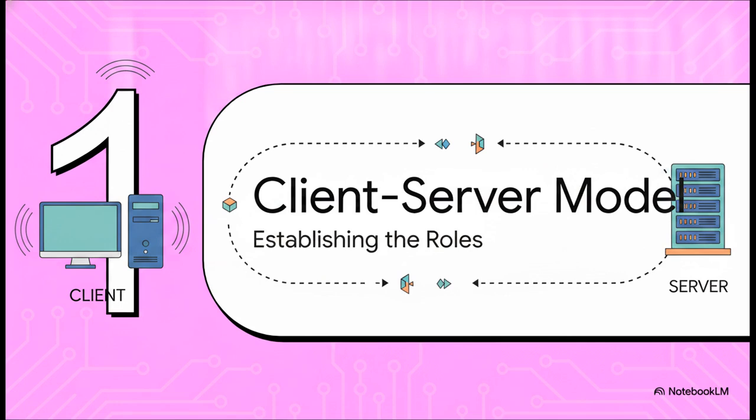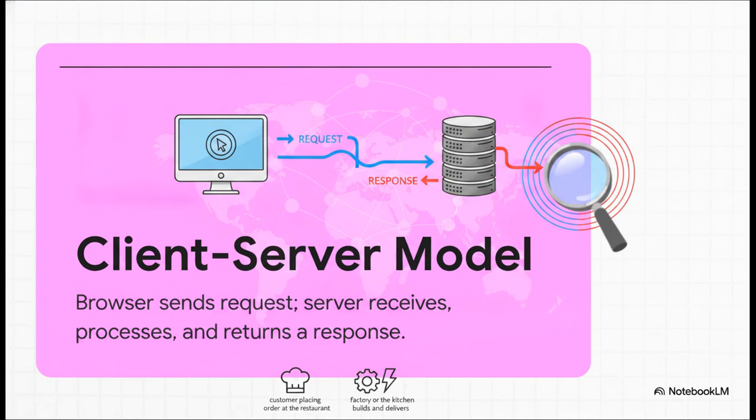Section 1, the client-server model, establishing the roles. Let's just dive right in by clearly establishing the two main characters in this bidirectional conversation. So, the entire web is built on the client-server model. The browser, the actual software you're using right now, is the client. And its entire job is to send a request out into the digital void. On the other end is the server, which receives that request, processes it, and returns a response.